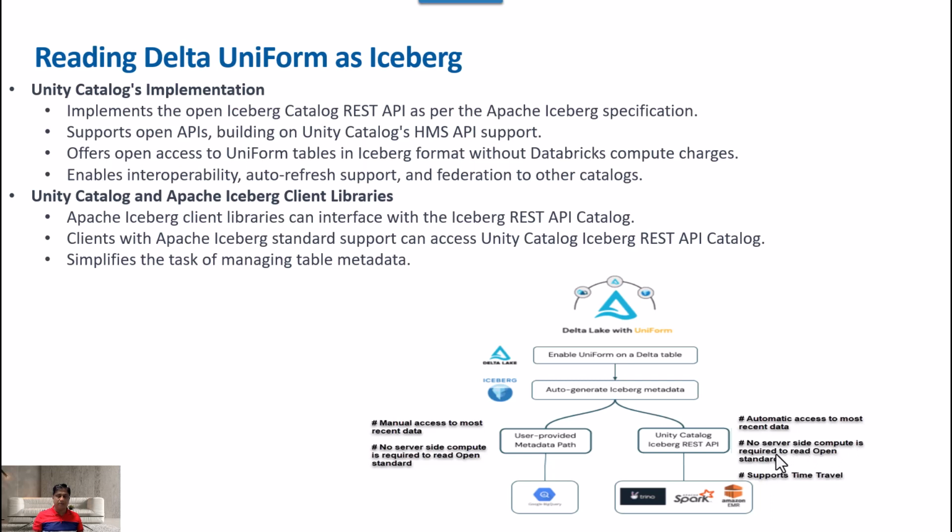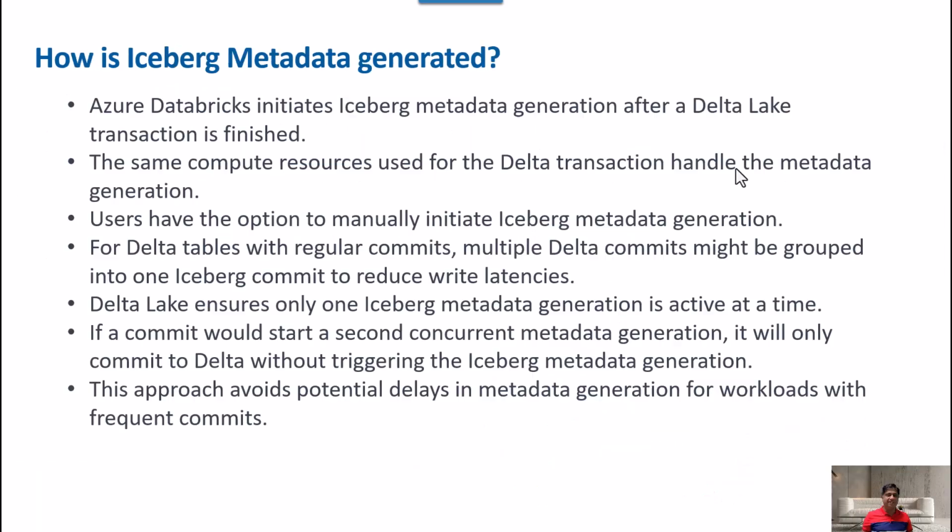For the open data standard, it automatically accesses the most recent data because it is a REST API call, and this supports time travel. So this is how the Delta Unity catalog implements this Iceberg format seamlessly.